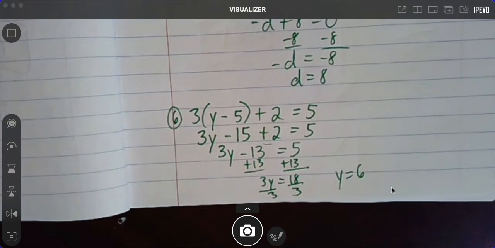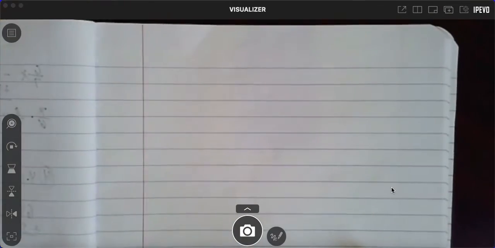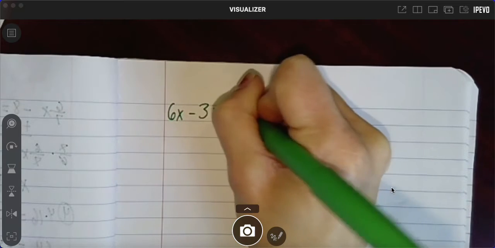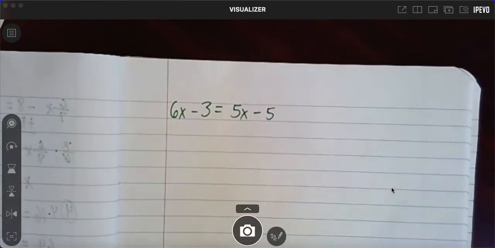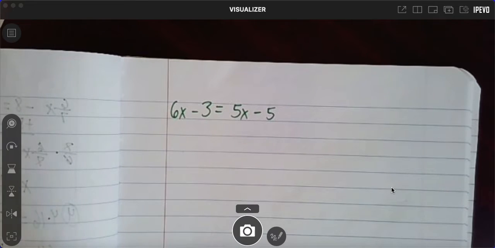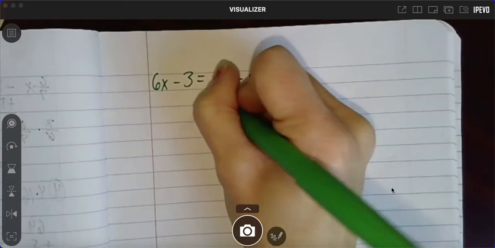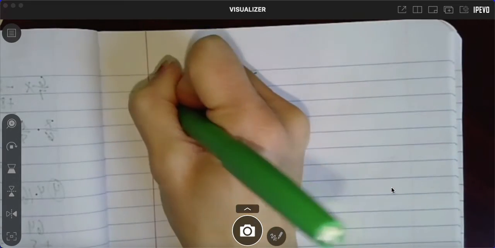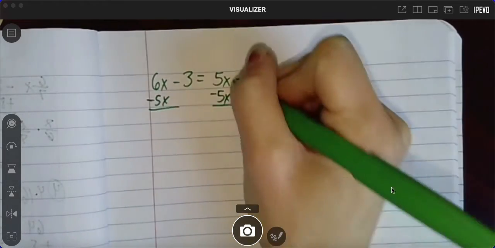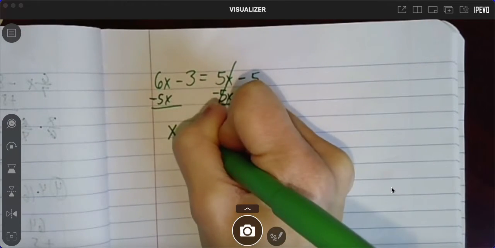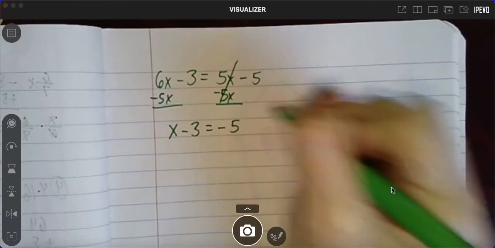Am I writing? We're good? Okay, number 7. Let's keep going. 7 has 6x minus 3 equals 5x minus 5. On this one, we have x's on each side, so I must move one of them. I always move the smaller one, so I'm going to move the 5x. I'll subtract it from both sides. So what's 6x minus 5x? 1x minus 3 equals negative 5.